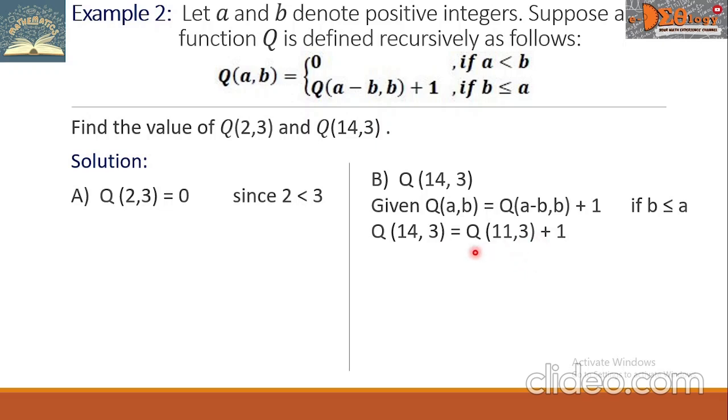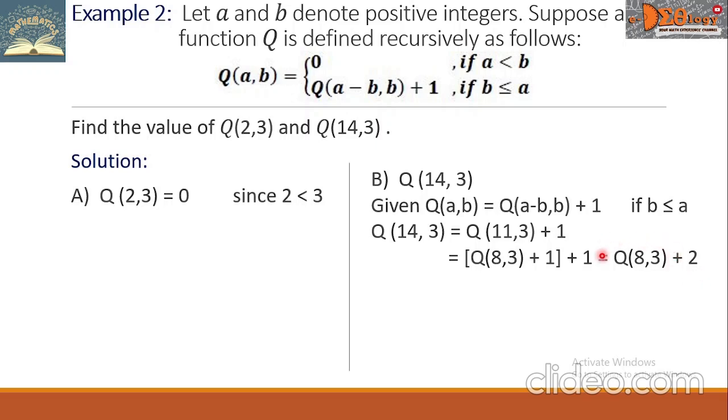Now let us evaluate this Q of 11, 3. We can see that 3 is less than 11. So we follow this formula. We write Q of 8, 3, then plus 1. And outside there is plus 1. So the number 8 here comes when we subtract 11 by 3. Now let us simplify this step. Let's remove the grouping symbol here so we can combine this one and one outside. So we have now this Q of 8, 3, then plus 2.